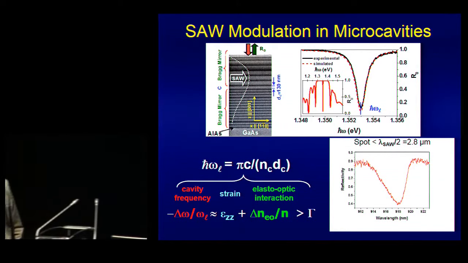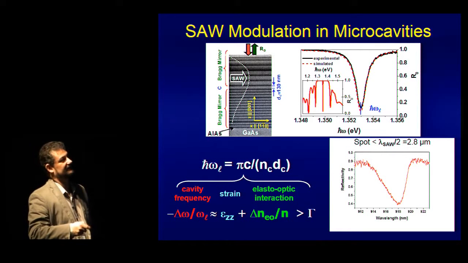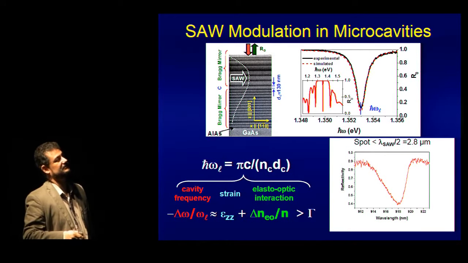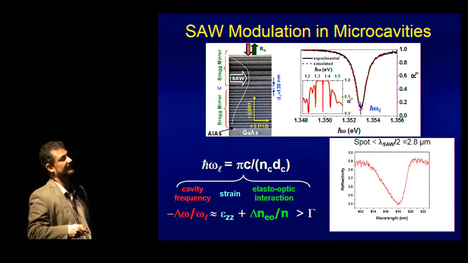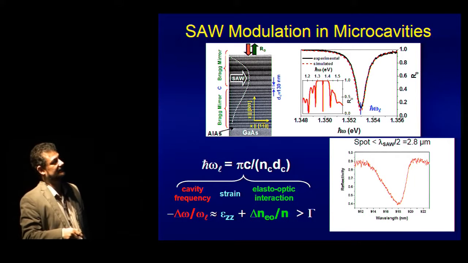This is probably the first system that worked, just a planar microcavity. Okay, so we have a Bragg mirror on the bottom. This is our periodic arrangement of layers with contrasting refractive index. You have to build them with a particular thickness.